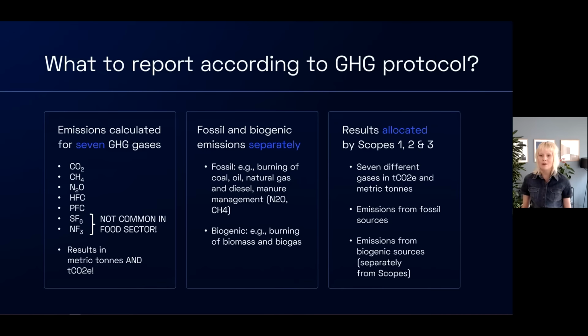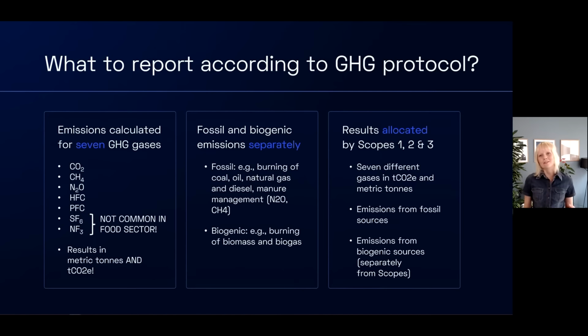Fossil emissions arise from, for example, when you burn coal, oil, or use natural gas and diesel, and they also arise from manure management. And then the biogenic emissions arise from burning of biomass, biogas, or any other fuel that is generated from or made from plants or animal origin. The reason why these biogenic emissions should be reported separately is that the biogenic carbon cycle is relatively fast, meaning that the carbon cycles between plants and atmosphere in a range of a few years or a few decades.